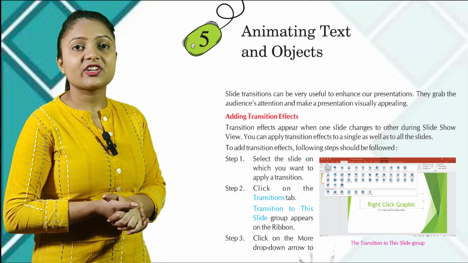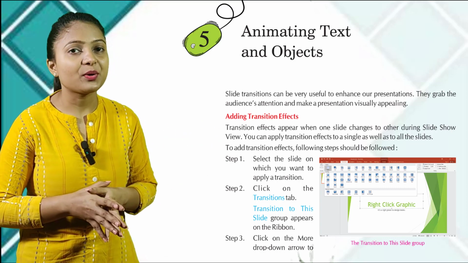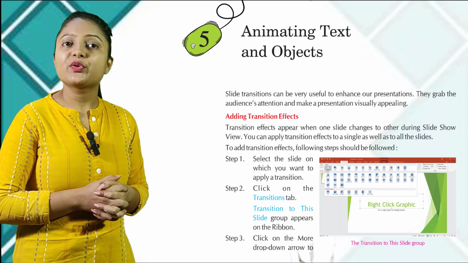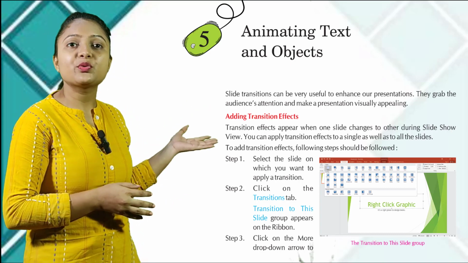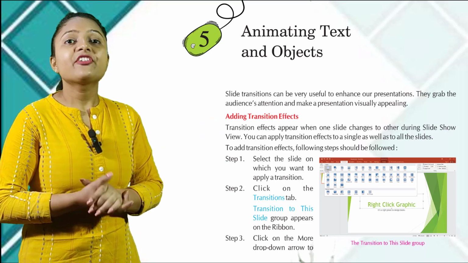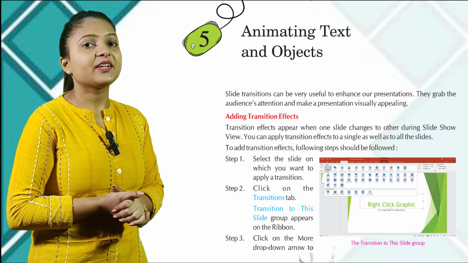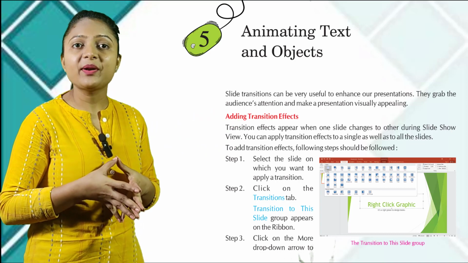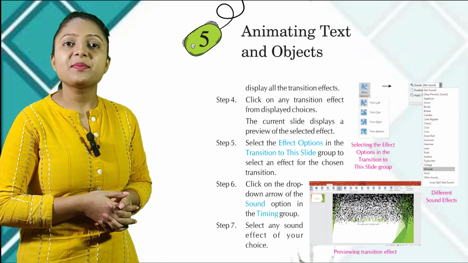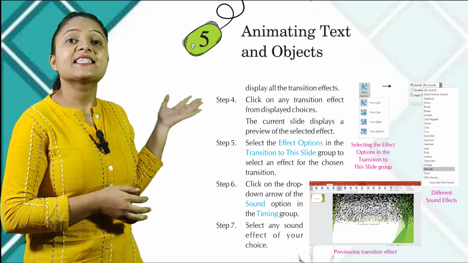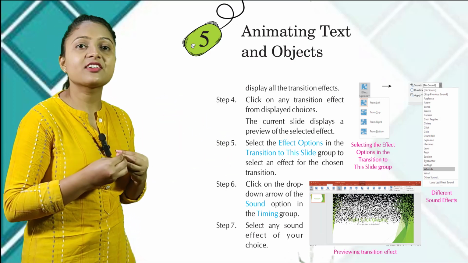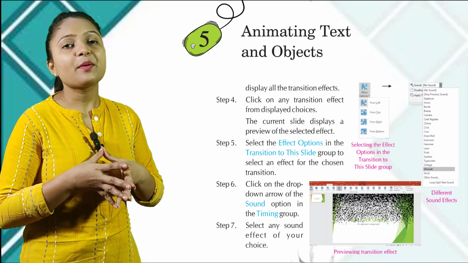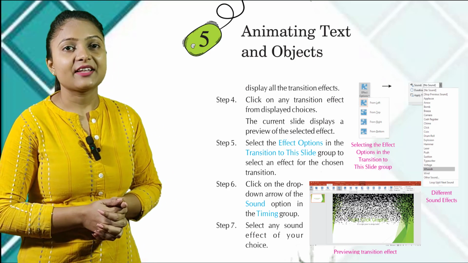To add the transition effects, the following steps should be followed. Step 1. Select the slide on which you want to apply transition. Step 2. Click on the Transitions tab. Transition to this slide group appears on the ribbon. Step 3. Click on the More drop-down arrow to display all the transition effects. Step 4. Click on any transition effect from the displayed choices. The current slide displays a preview of the selected effect.